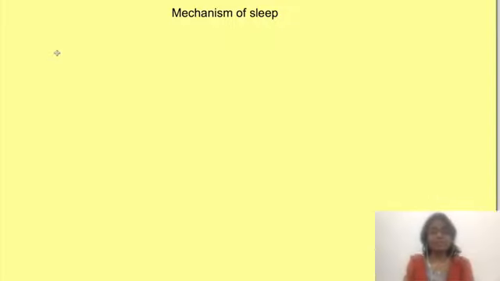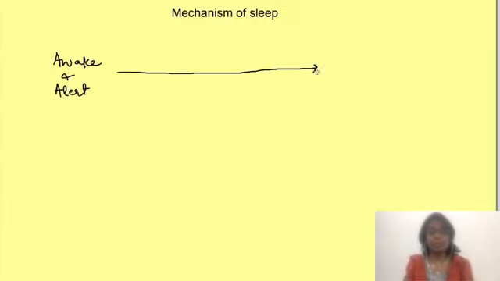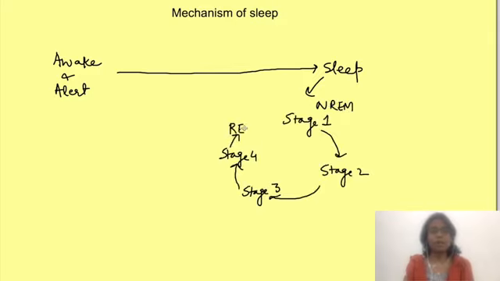Humans have different states of brain arousal, ranging from awake and alert to sleep, which itself consists of different stages, that is NREM sleep with 4 stages and REM sleep. But how do we change brain states between different states of arousal? That is, how do we actually switch from wakefulness to sleep and then from NREM to REM sleep and then again from sleep to wakefulness?